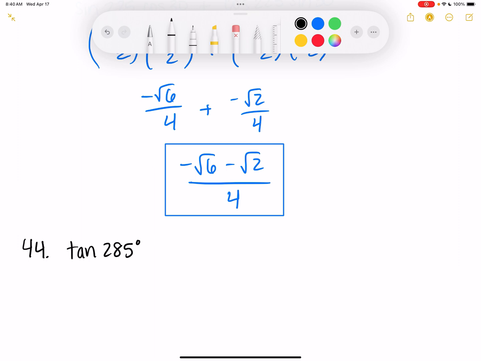240 and 45. Yep, that'll work. So the tangent of 240 plus 45. I had thought you said 40 and 45, and that's why I was like, what? So 240 and 45.